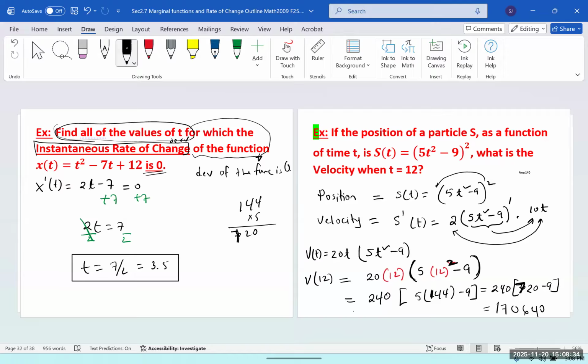Wait, are you even supposed to multiply the 2 times 10t? 2 times 10t is 20t. Are you even supposed to multiply that? Of course. What is 2 times 3 times 4? It's 2 times 4 times 3, right? So I did the same thing. 2 times that times the middle.